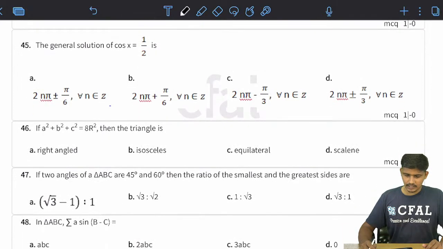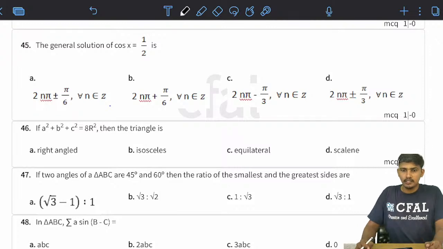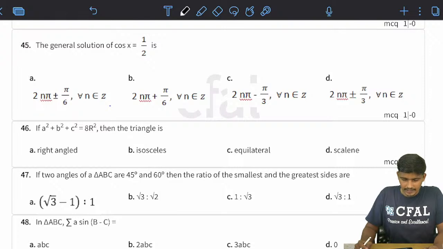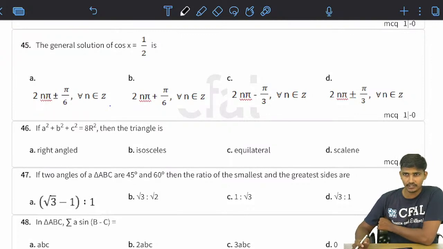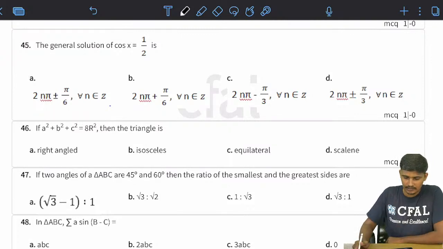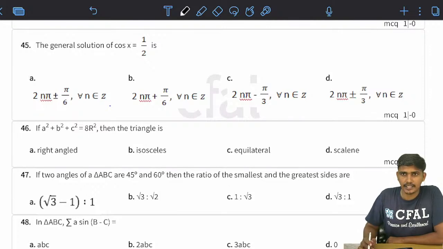Yes, Praneeth Ganesh, the 46th question. If a square plus b square plus c square is equal to 8R square, then the triangle is... So that is a property. It's a very simple question. So it is a right angle triangle. It's a property that comes in the properties of triangles. So that is basic. So it is a right angle triangle.